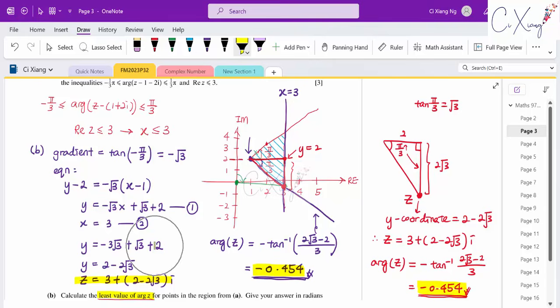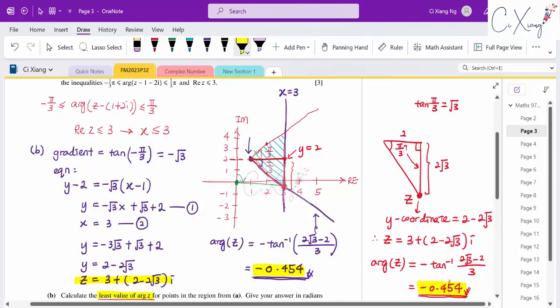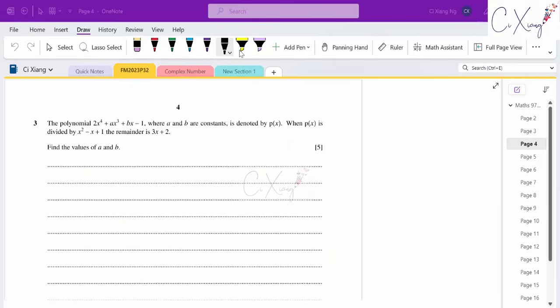Either we can form the equations to solve it simultaneously, or we can use the ratio of the triangle, where you must know that tangent pi over 3 is equal to square root 3, find the y coordinate of z, and then find the argument of z according to the quadrant that it is located. So this is how basically we answer question number 2.